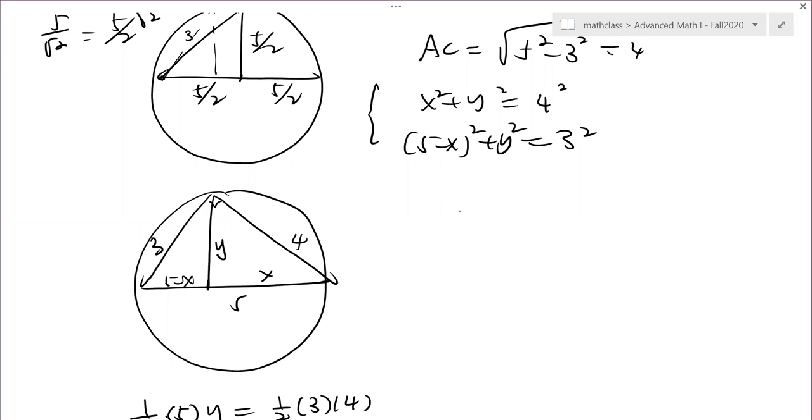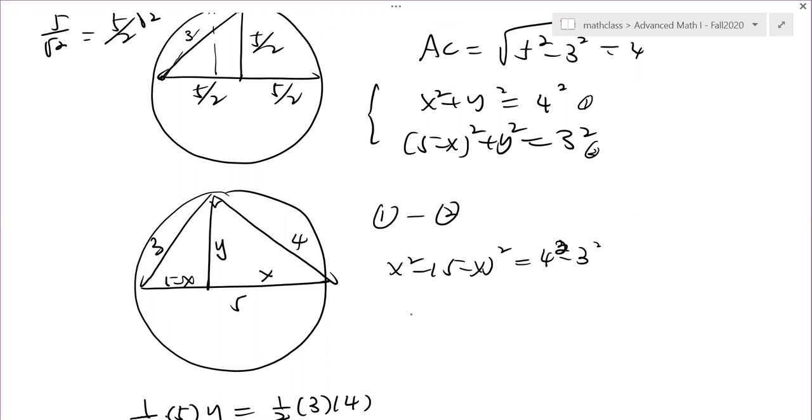You use a subtraction: equation 1 minus equation 2. So x squared minus (5 minus x) squared equals 4 squared minus 3 squared. Y is gone, right? Then from here you solve for x.